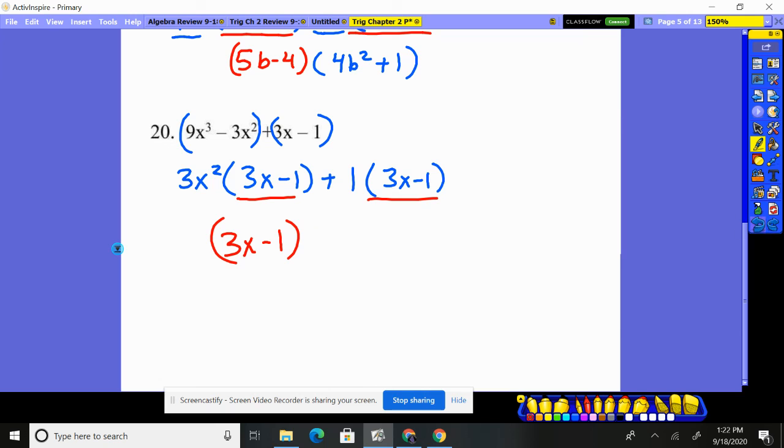Oops. Let's go to blue. I'm left behind with what? A 3x squared plus 1. Okay, there we have through 20.